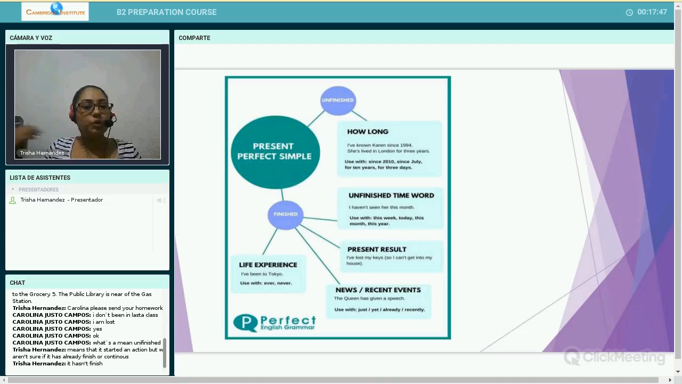Or she has been to school today, but now she's back at home. She went and came. She's back at home. They have never been to California. They have never visited California.